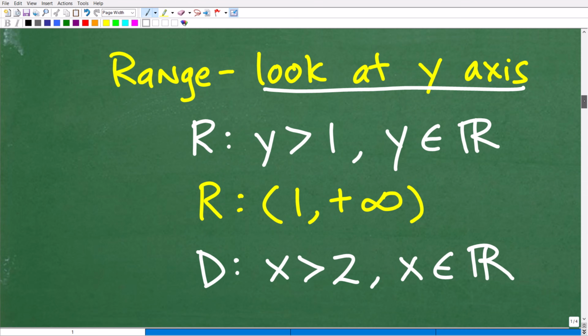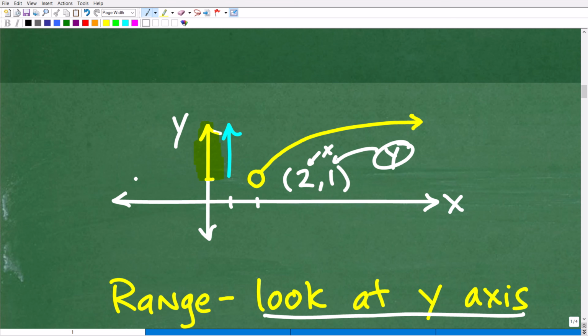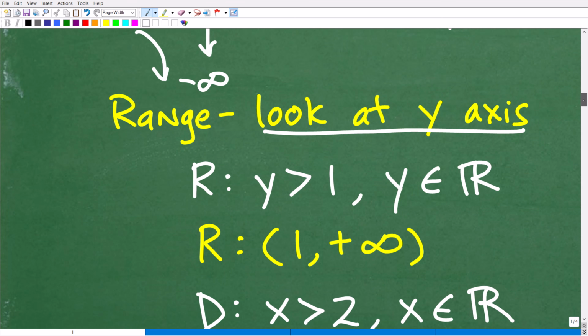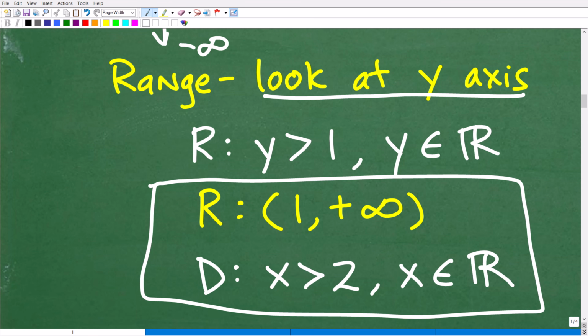So we can go ahead and define that as the range, being all y greater than or equal to 1, where y is an element of the real number system, or again, we can use interval notation. The range is 1, going towards positive infinity. Okay, so if it was going down like this, this is negative infinity, this is positive infinity, this is negative infinity over here, and this is positive infinity over here. Again, your ability to identify the domain and range is going to be a common task, especially as you get into more advanced mathematics.